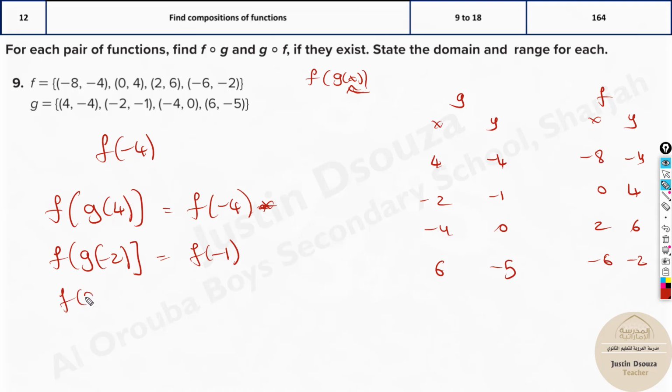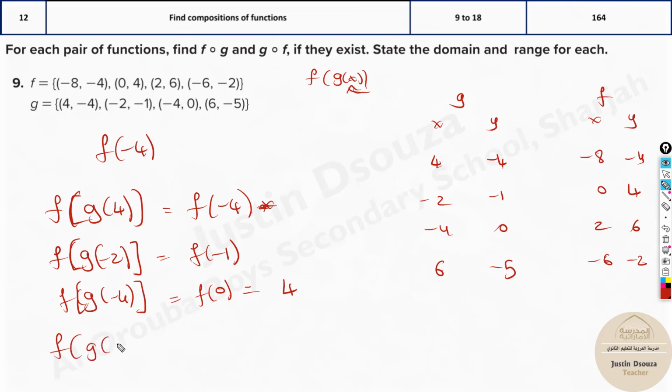Leave it. f of g of minus 4 is the next point, and over here this is supposed to be big brackets generally. What is g of minus 4? It's 0. f of 0 is, do we have 0? Yes, we have domain as 0. The x value 0 gives 4. So this is the answer. f of minus 8 is not there. If f of minus 8 was there, it would have been minus 4, but these are all not the answers.